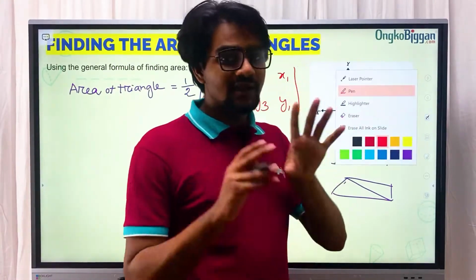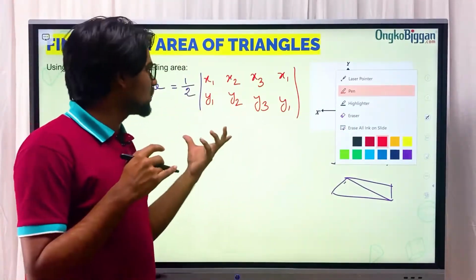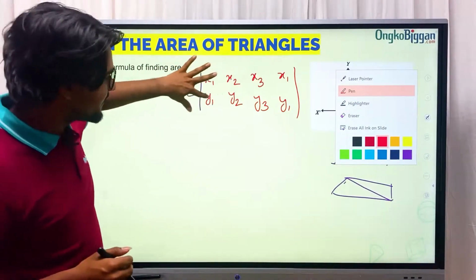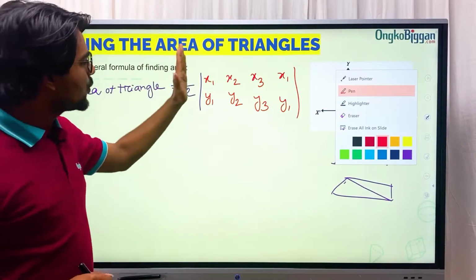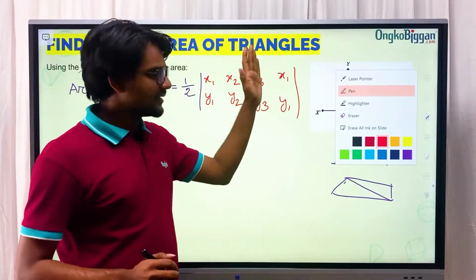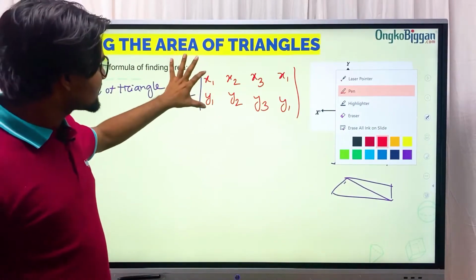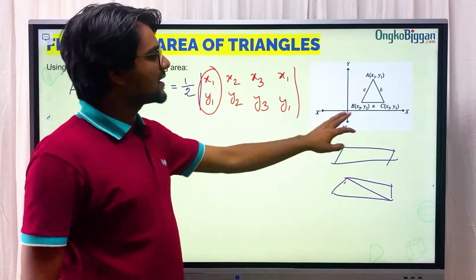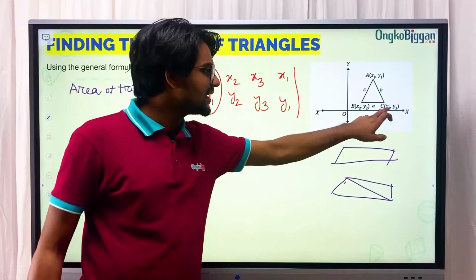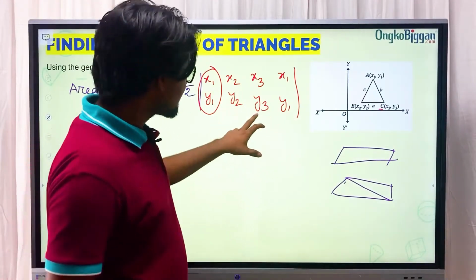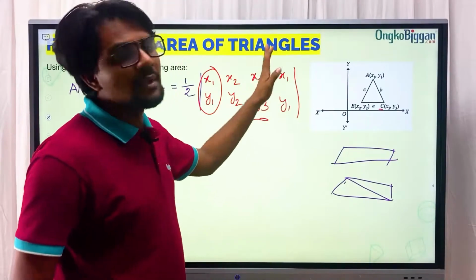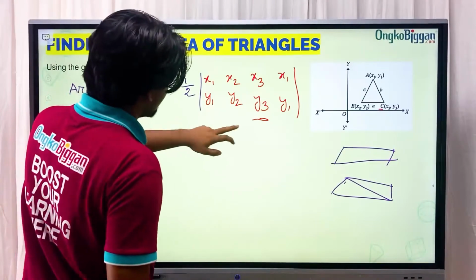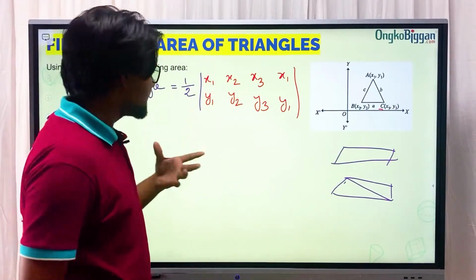So now, after writing the coordinates of the vertices in this way, you write the x values on the top and the y values on the bottom, and start with A, B, C, then again A. That is, you have to write the first value once again after completing the final point, which in our case is C. After writing the coordinates of the point C, you again have to write the coordinates of the point A. Okay, so let us see why we did it.